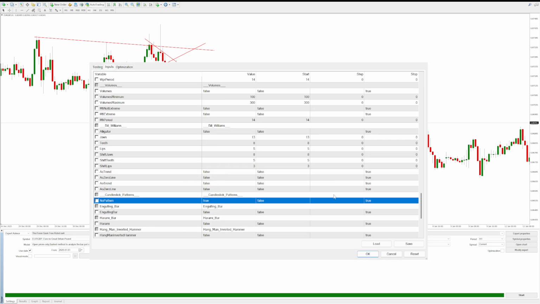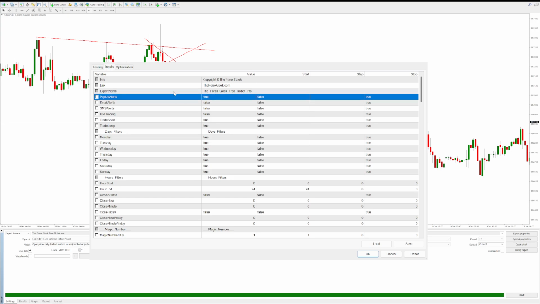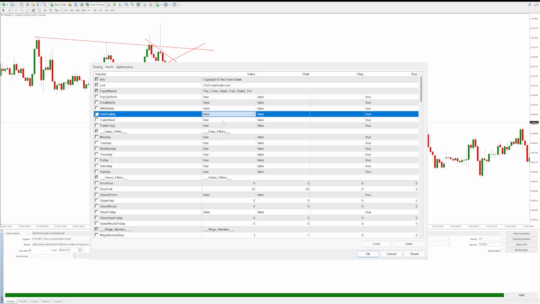So we also have your alerts. You can have pop-up alerts, email alerts, or SMS alerts. Along with the use trading option, if set to true, the EA can actually place the trade for you in case you're away from your machine and you want the trade done. You can just check back when you have a chance and modify it accordingly.